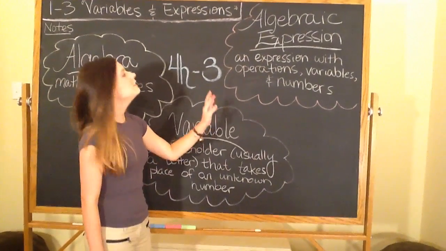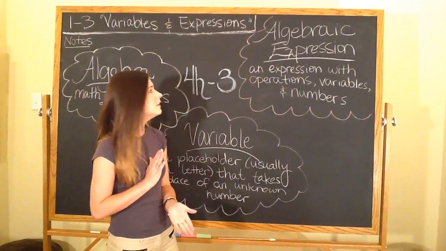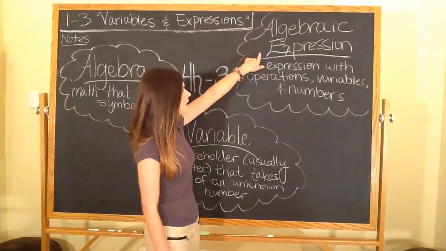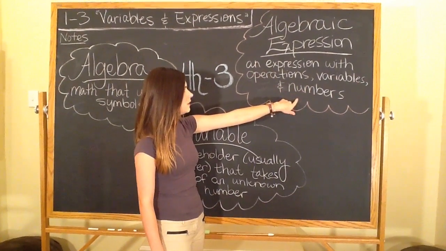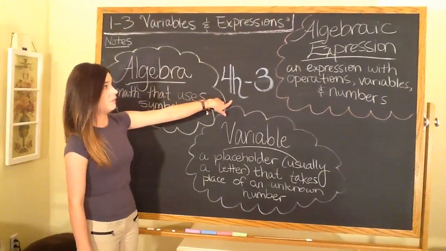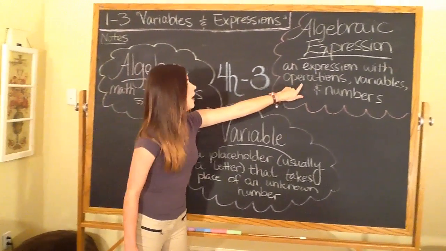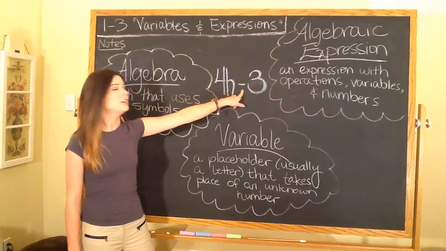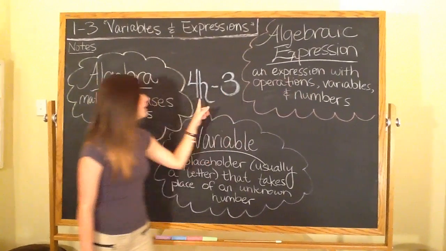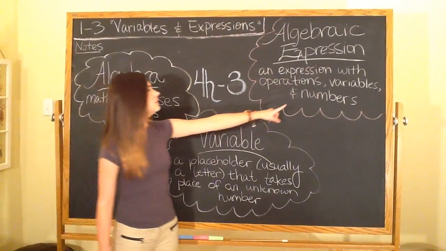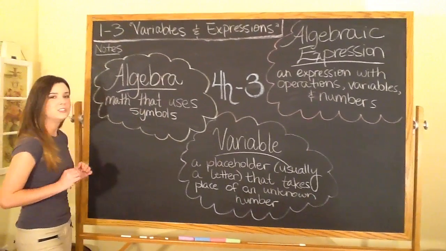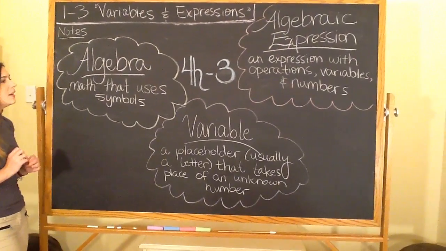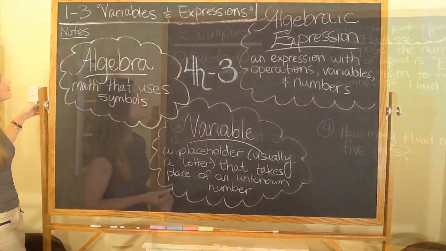The next and last vocabulary term that we need to focus on in this lesson is algebraic expression: an expression with operations, variables, and numbers. Here's an example of an algebraic expression. It has operations; this one has subtraction. It has variables; this variable is h. And it has numbers, 4 and 3. Those are the three terms that you need to make sure to have in your notebook so that we can get ready to do some practice problems.